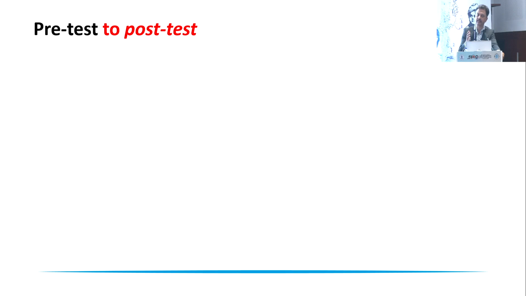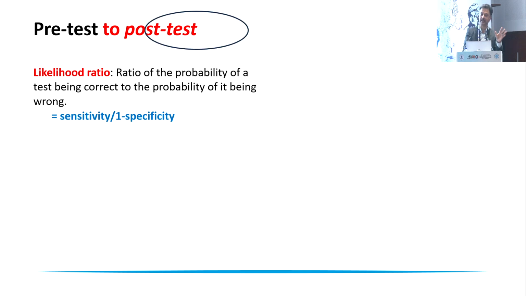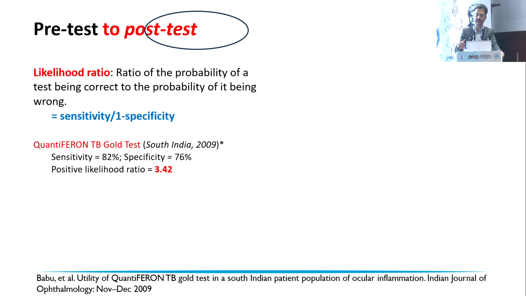So how do you convert this pretest probability to a post-test probability? For this we have a statistical concept called the likelihood ratio, which basically combines the values of sensitivity and specificity. To explain this, I am using a paper published in 2009 about the specificity and sensitivity of the QuantiFERON TB Gold test in the diagnosis of ocular TB. From there I calculated that the positive likelihood ratio was 3.42 for this test for the diagnosis of ocular TB. Now let's keep this 3.42 in mind, okay.